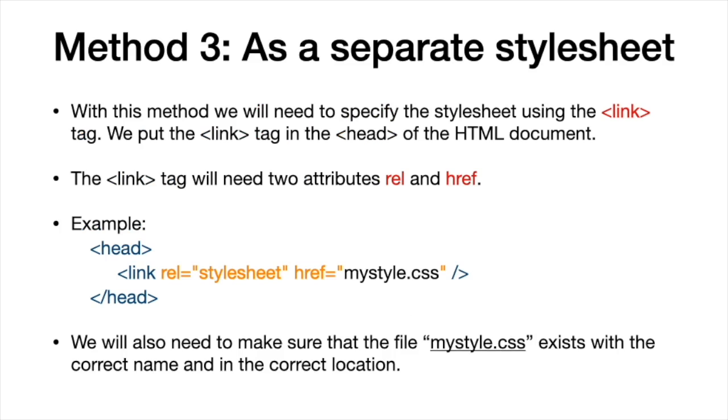Method number 3, as a separate style sheet. With this method, we will need to specify the style sheet that we want to use using the link tag. We put the link tag inside the head of the HTML document. The link tag will need two attributes, rel and href. The value of the rel attribute will be stylesheet. The value of the href attribute will be a pointer to our style sheet file. In this example, I'm assuming that our style sheet is called mystyle.css.